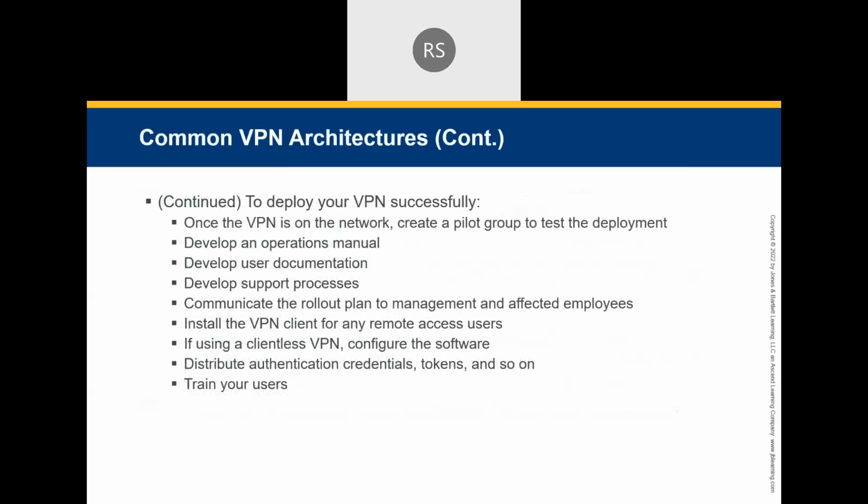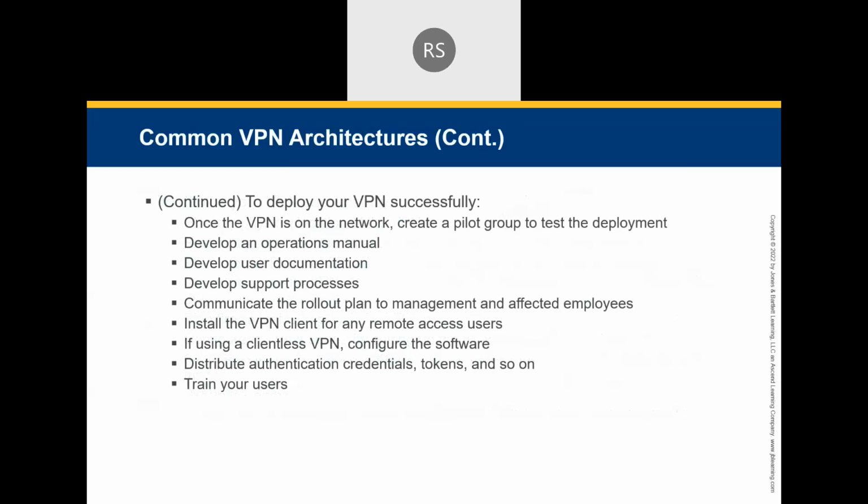Now, once the VPN is on the network, you want to create a pilot group to test the VPN deployment and ensure that it is functional. You'll also want to develop an operations manual that will detail VPN configuration, management, and the troubleshooting procedures. Another thing you want to do is create user documentation that will explain how to connect to and use the VPN.